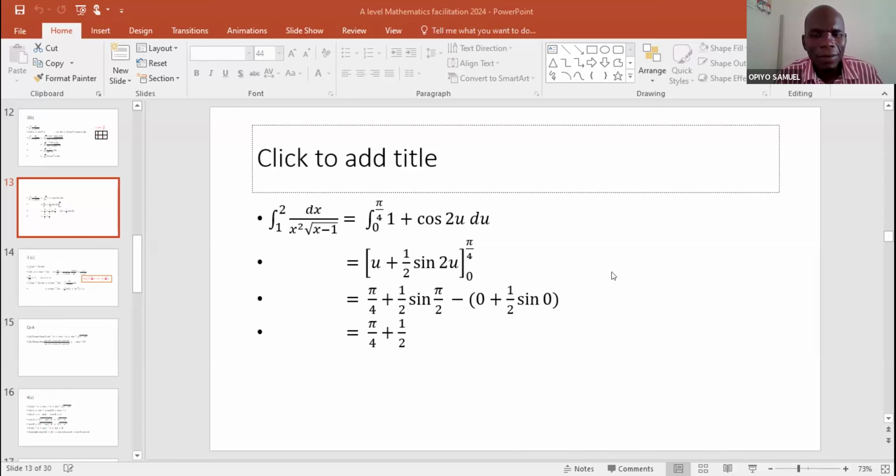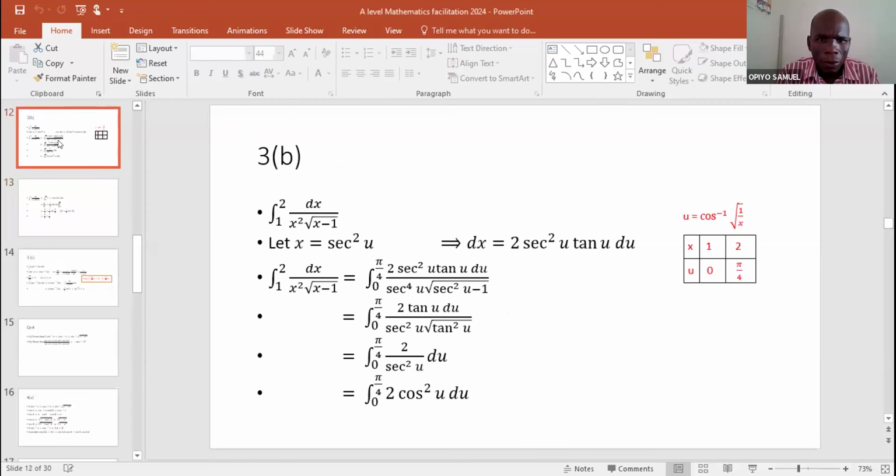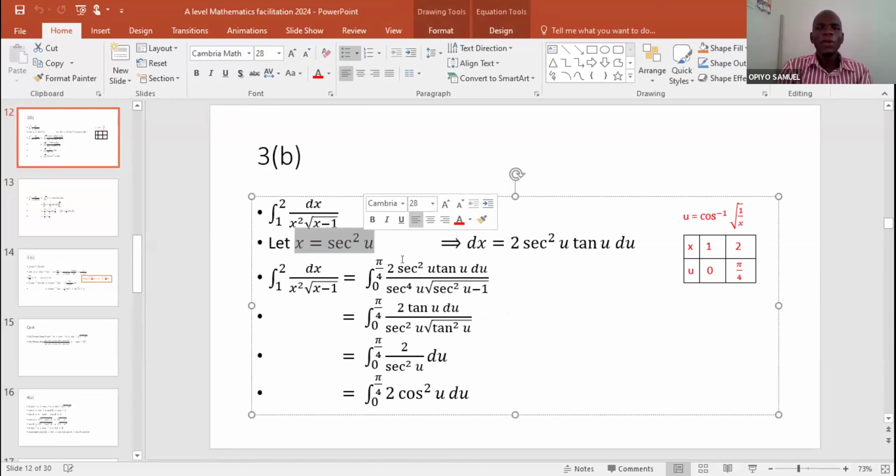Our question was on the slide, whereby you let x equal to sec squared u. Our concern is, where do you get that? This one, exactly there. Yes, sir.